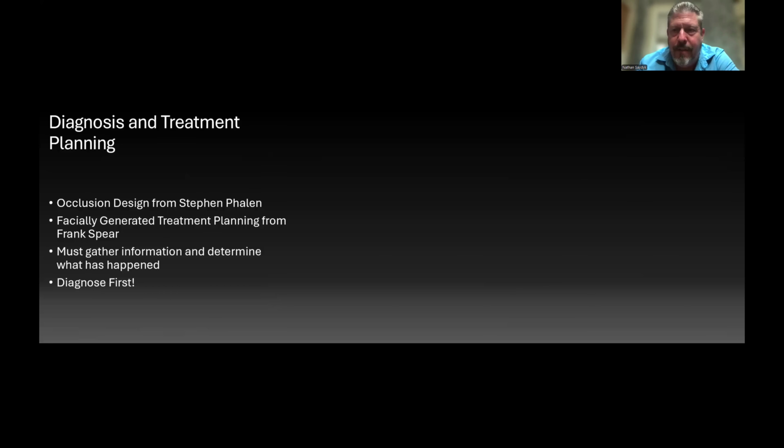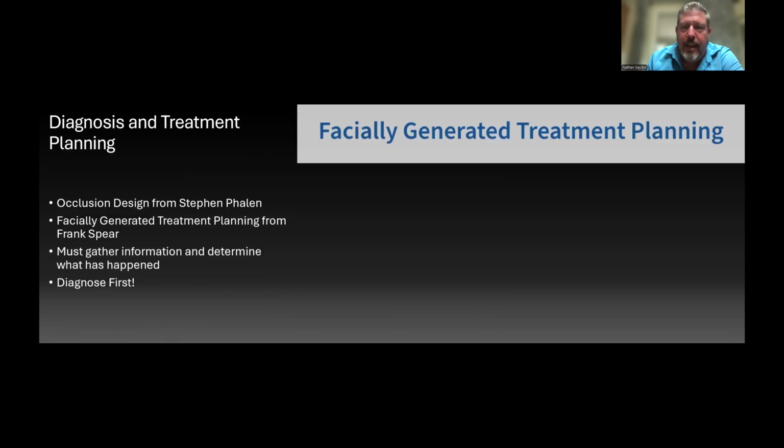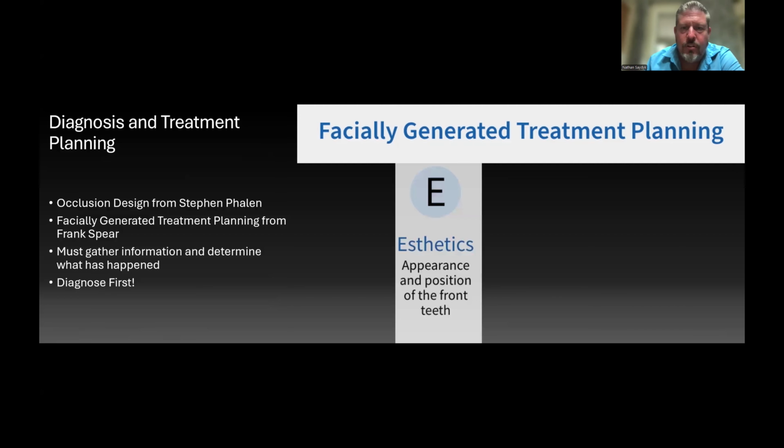But Frank has a very organized, wonderful way of diagnosing and treatment planning cases. And it's called facially generated treatment planning. And it starts with aesthetics. Aesthetics is the appearance and position of the front teeth. That's all it is. It's where are the teeth in the face? Are the teeth in the proper place, and are they the proper shape and size, right? You start with the central incisors.